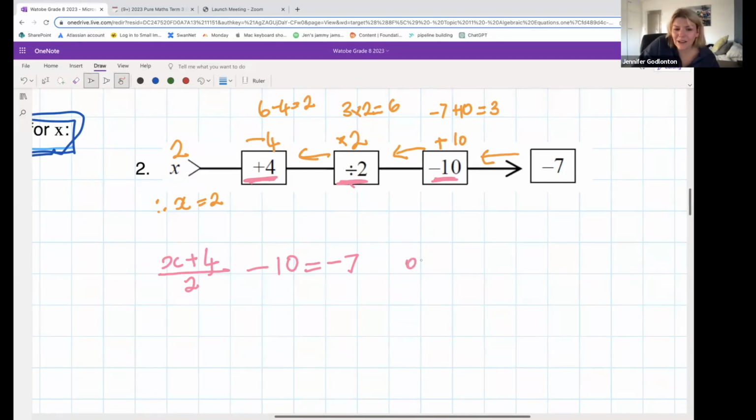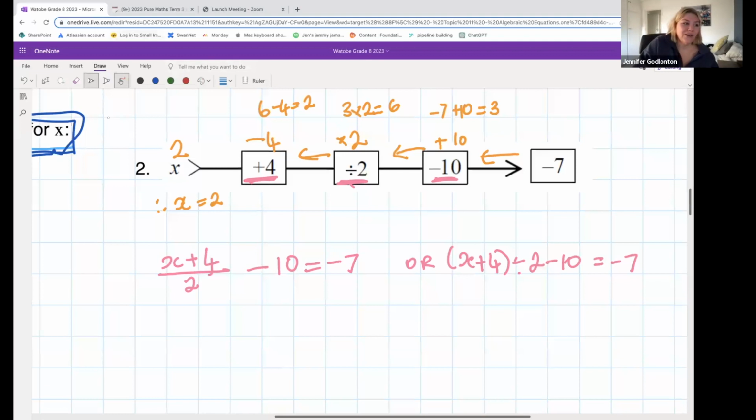Another way of writing that equation is we could have written it as x plus 4 in brackets, but those brackets are super important because that has to happen first. Divided by 2 minus 10 is equal to negative 7. So I think a few of you got to this point over here. The only thing you didn't have were the brackets. But the brackets are super important because the brackets are making sure that that plus 4 happens first.